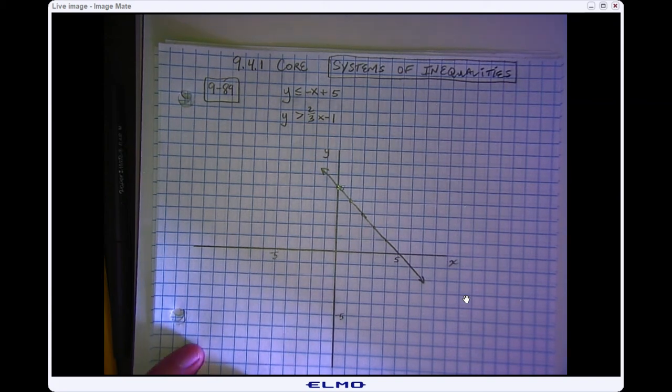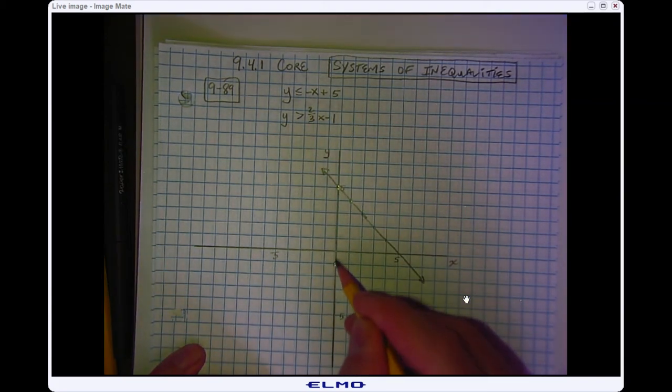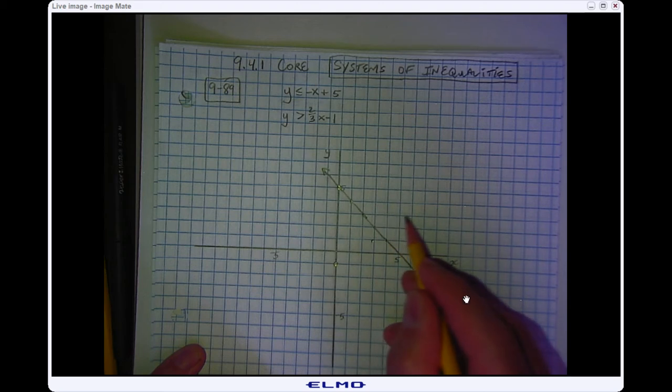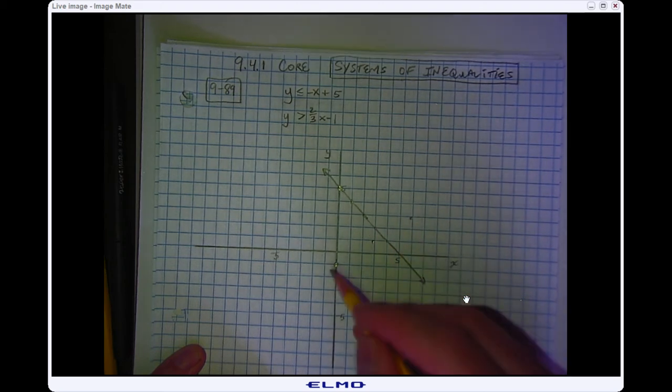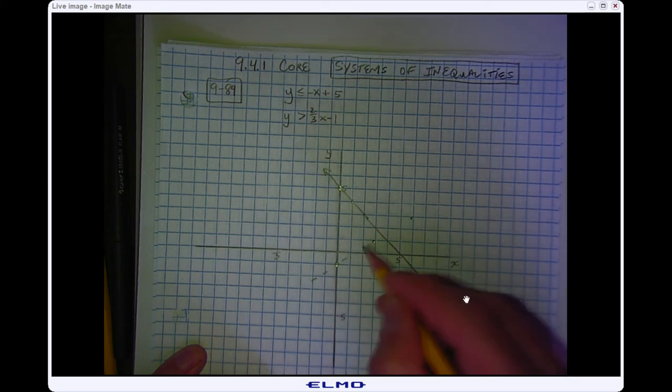The second inequality starts at negative 1 for my y-intercept. I'm going to go with a slope of 2/3. I'm going to go up 2 and over 3, up 1, 2, and over 3. And now this one does not have an equal sign, so this would be a dashed line.